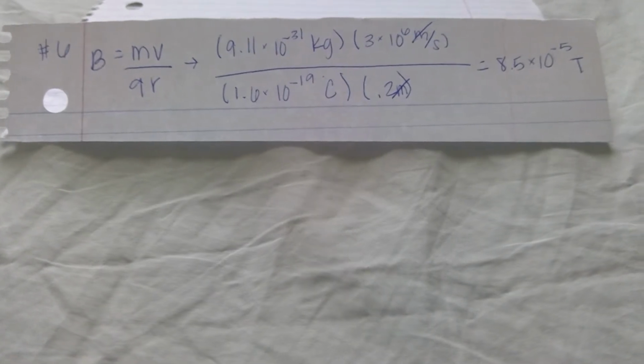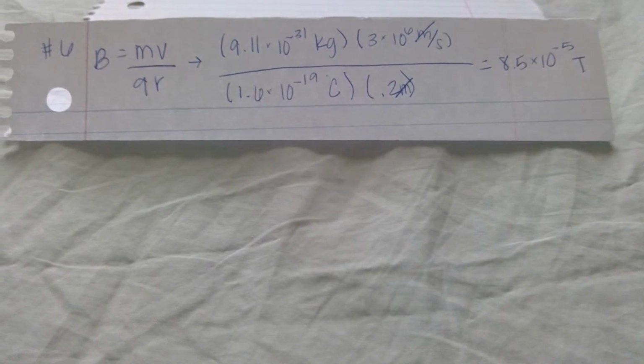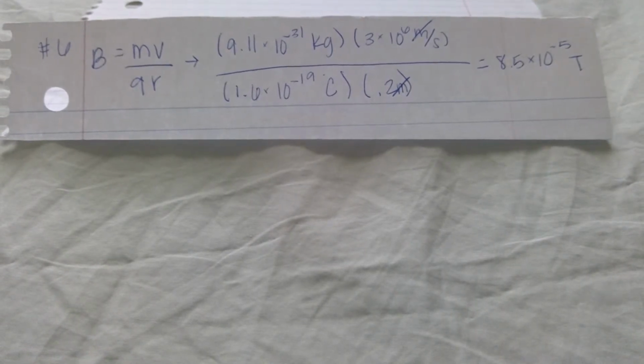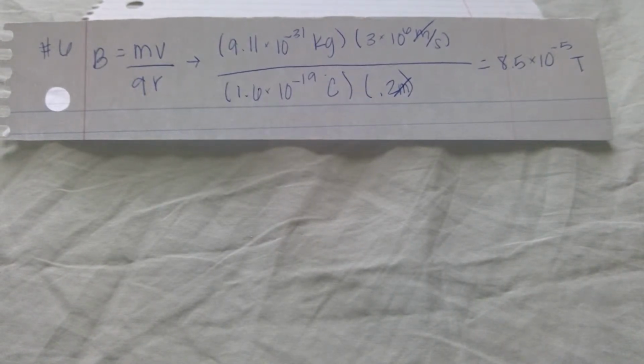So this is problem number 6, which is: an electron has a speed of 3 times 10 to the 6 meters per second in direction perpendicular to a uniform magnetic field, and the electron moves in a circle of radius 0.2 meters. What's the magnitude of the magnetic field?